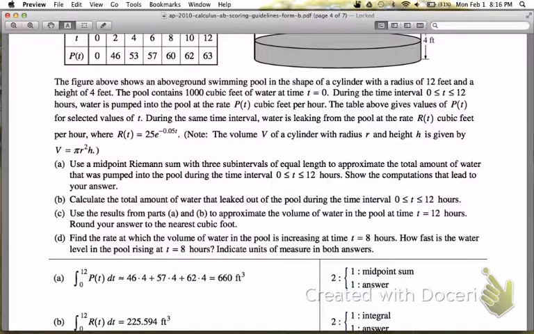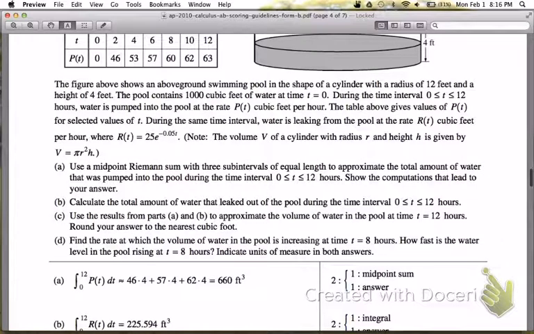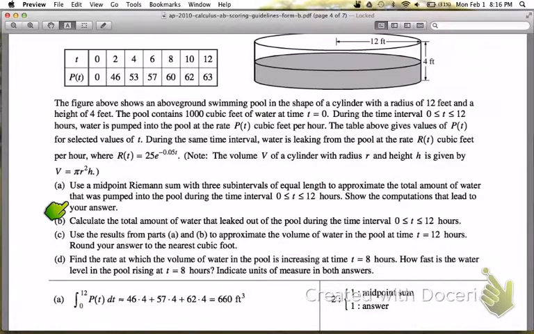Part B says calculate the total amount of water that leaked out of the pool during that same time interval. So remember that p of t gives us how much water is being added to the pool, and this function r of t gives us how much water is being taken out of the pool. We already found our approximate integral of this table using the Riemann sum. Now let's go ahead and find the exact integral of this from 0 to 12. So let's use our calculators.